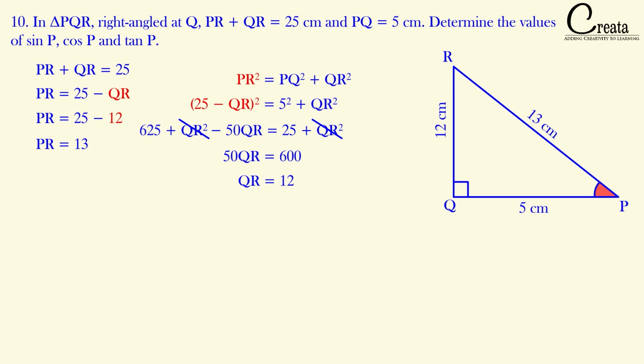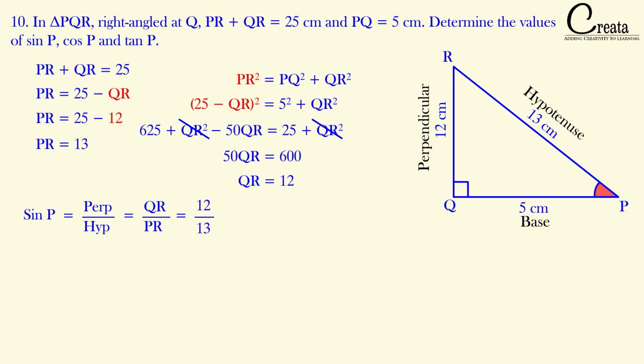Firstly, let's identify what is perpendicular, base and hypotenuse. Here QR is the perpendicular as it is opposite to our trigonometric angle, angle P. And hypotenuse is PR as it is opposite to our 90-degree angle. And PQ is the base, that is the remaining side. Let's move further. In the question, we have to find sin P, cos P and tan P. Firstly, let's take down sin P. Sin is perpendicular over hypotenuse, that is QR upon PR, which is 12 upon 13. We got sin P as 12 upon 13.